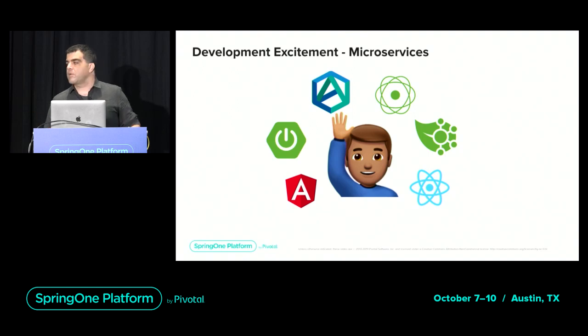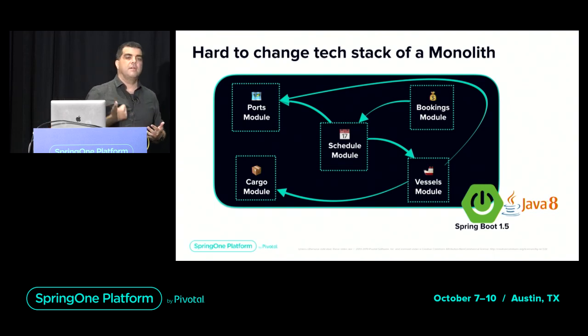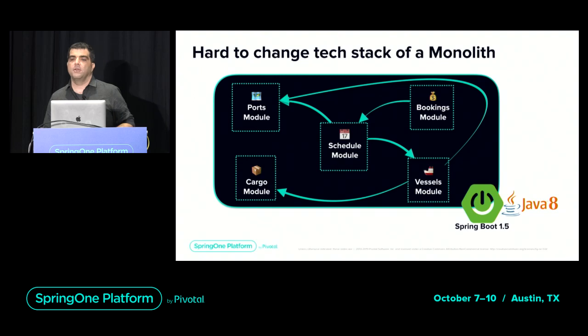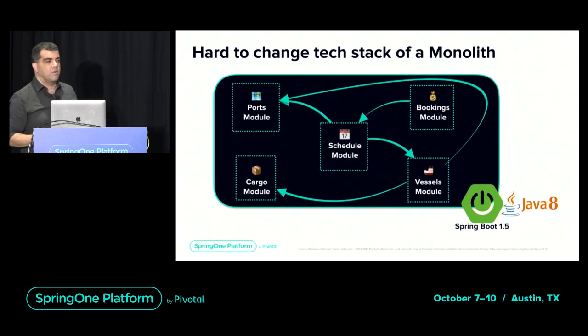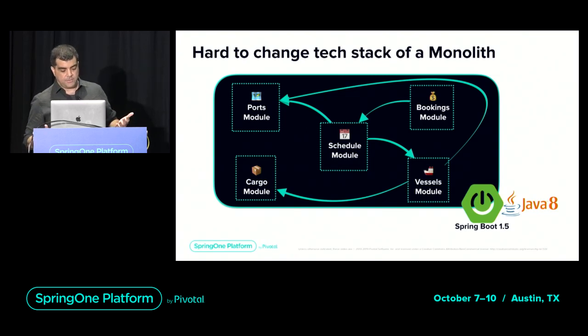So why the difference? Why was it so different between these two? Well, the reality is it's hard to change the technology stack in a monolith, right? And the reason it's hard is because you have to upgrade everything. It's enough to have a single component that has a dependency on your legacy project or a legacy jar or whatever it may be, and suddenly upgrading becomes a challenge.